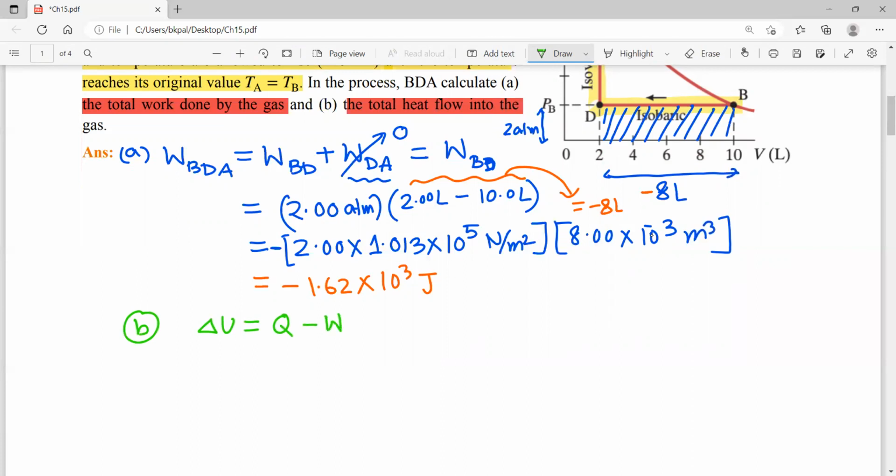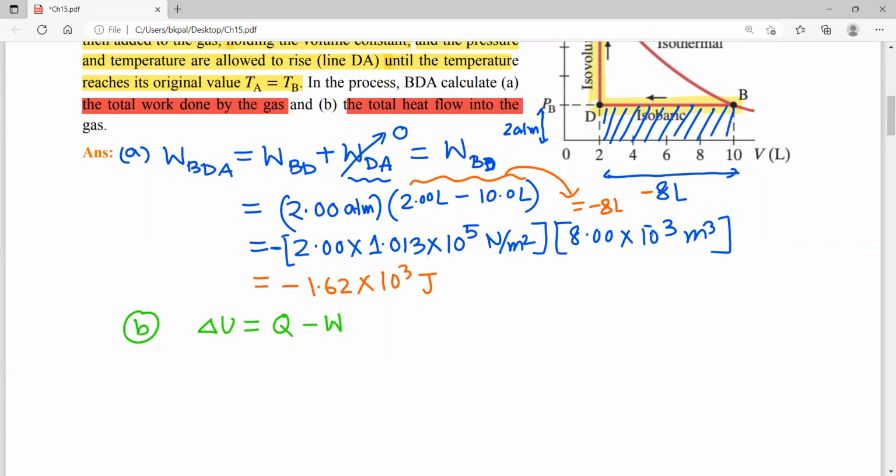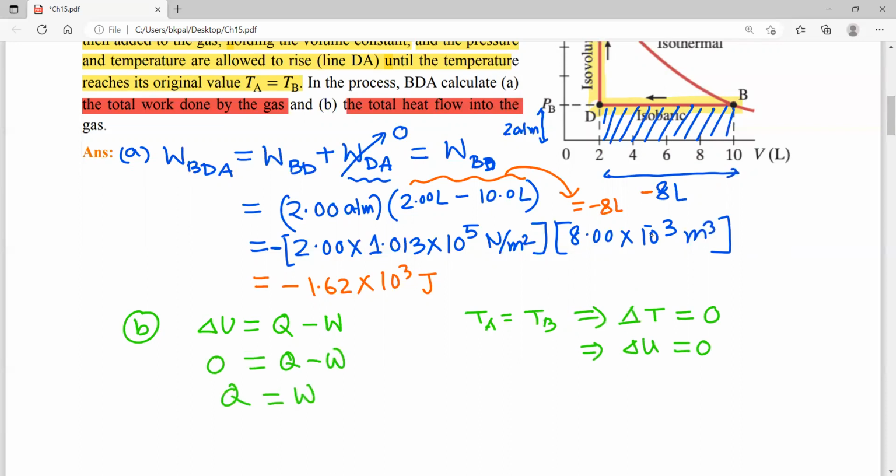Now here in this process BDA, TA equals TB. This means there is no change in temperature, so delta T is equal to 0. When delta T is equal to 0, the change in internal energy is also equal to 0. So when you plug this value here, you get Q equal to W. The heat flow is equal to this 1.62 times 10 to the power 3 joule.